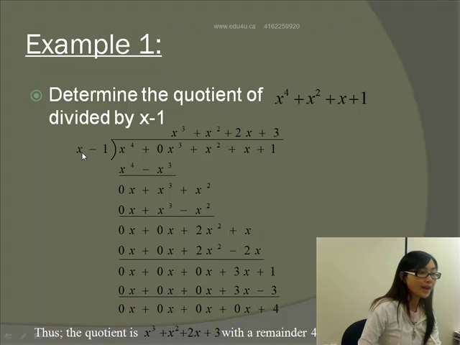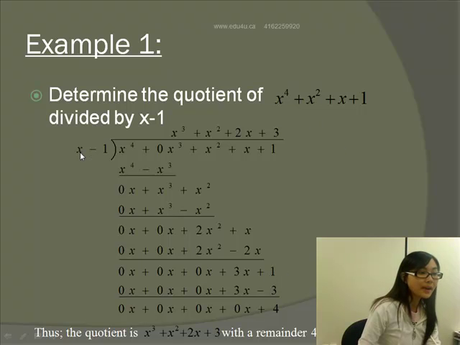We take 2x times x minus 1. That will give us 2x squared minus 2x. 2x squared minus 2x squared is 0. x minus negative 2x is 3x. So we bring the 1 down. That will give us 3x plus 1.